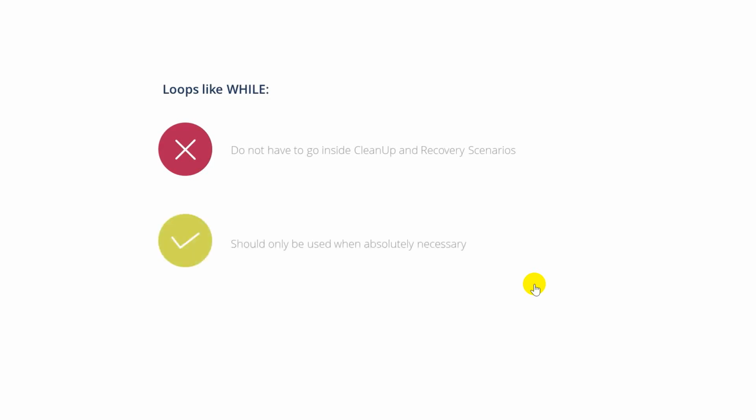Keep in mind that loops like while do not have to go inside CleanUp or recovery scenarios and should only be used when absolutely necessary. Actually, recovery scenarios can often be used instead of loops. A recovery scenario will attempt to recover the test case the number of times we instruct Tosca to do it. If it is unsuccessful, the CleanUp scenario will kick in, making Tosca reset your system under test so the next test case can run. Remember, recovery and CleanUp scenarios will only be triggered when the test case is run from an execution list.